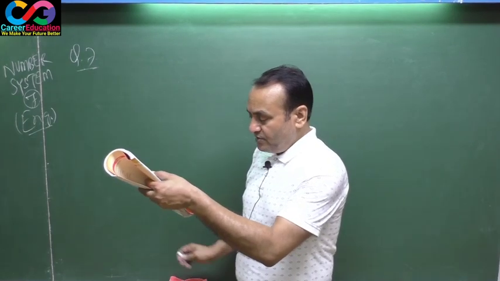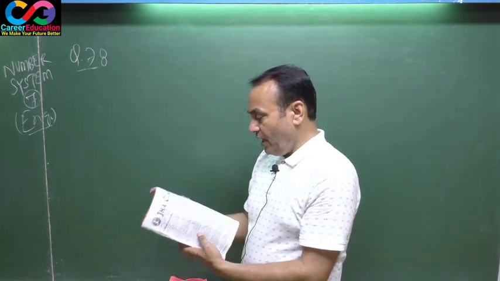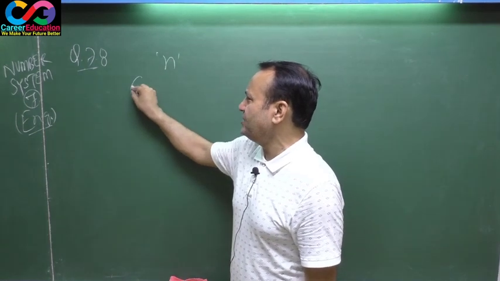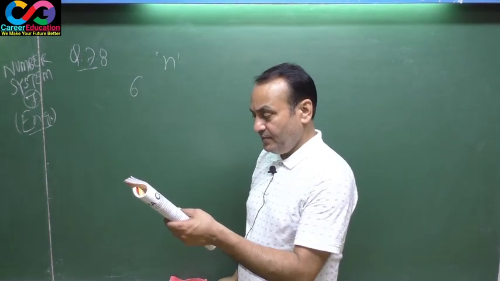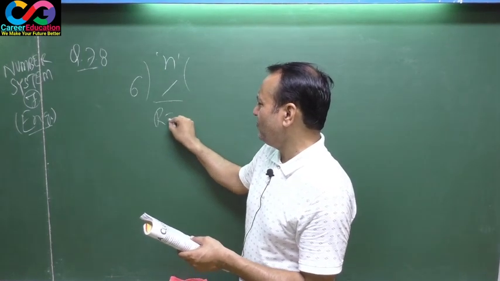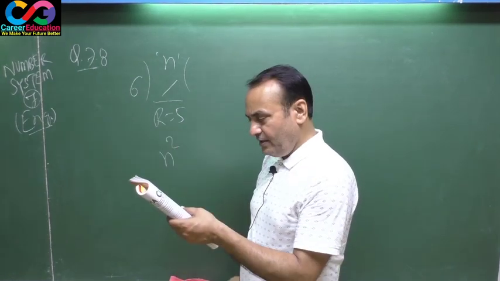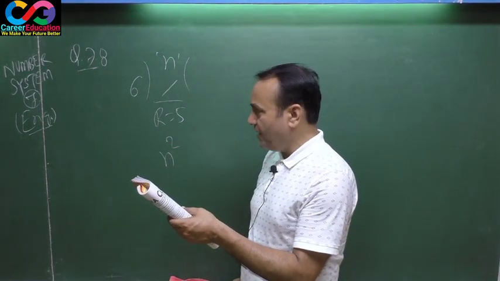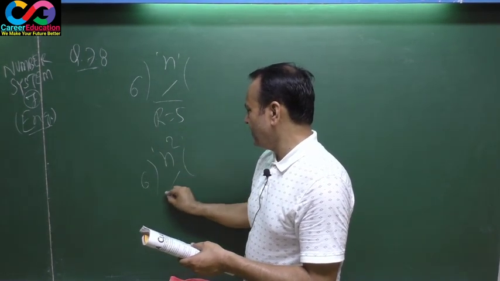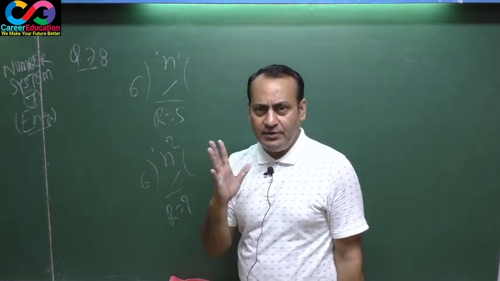Now come to question number 78. 78 says when a number n is divided by 6, the remainder is 5. If n square is divided by 6, what will be the remainder? See here, I have dictated you the language.